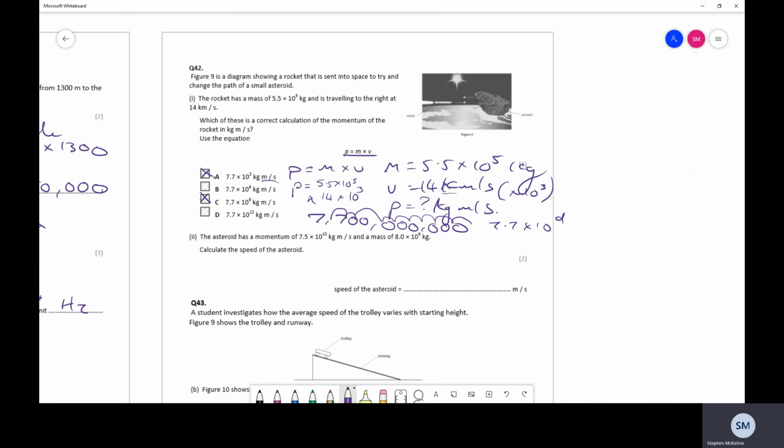Now, if you accidentally give A, don't panic, don't cross it out. Draw a line through it and give the one that's true. The asteroid has a momentum equal to 7.5 times 10 to the 10 kilogram meters per second, and a mass of 8.0 times 10 to the 6 kilograms. Calculate the velocity of the asteroid, the speed of the asteroid, in meters per second. Momentum is equal to mass times velocity. Momentum is equal to 7.5 times 10 to the 10 multiplied by 8.0 times 10 to the 6.